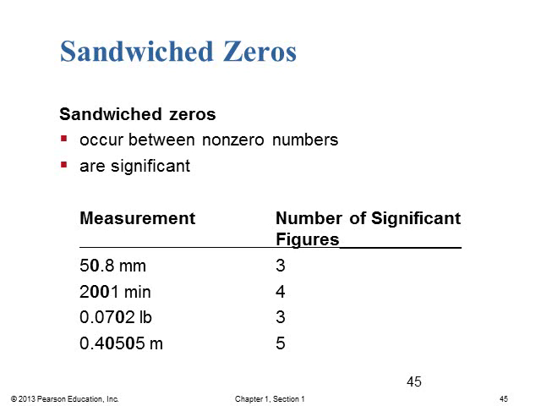Next are zeros that are between two non-zero numbers. They're sometimes called sandwich zeros, because you have the bread as our non-zeros, and then the zeros as the meat and cheese, I guess you can call it. Those middle zeros that are sandwiched between two non-zeros are significant. You see that in the examples in the bottom of the table. 50.8 millimeters, that zero in the middle is significant, and we have 3 digits, so it's 3 significant figures. In 2001 minutes, all those zeros are between two non-zero numbers, so those are significant. So we have 4 significant figures.